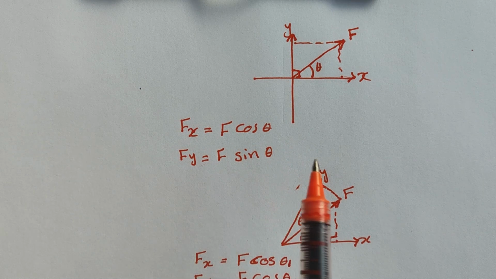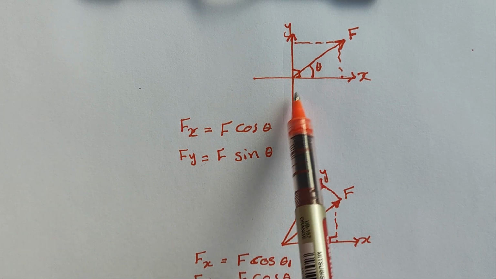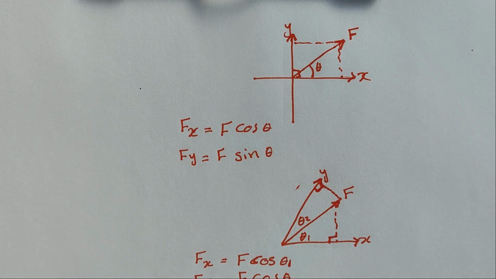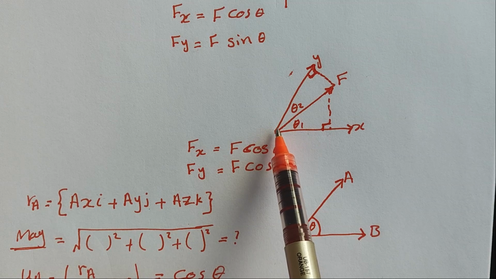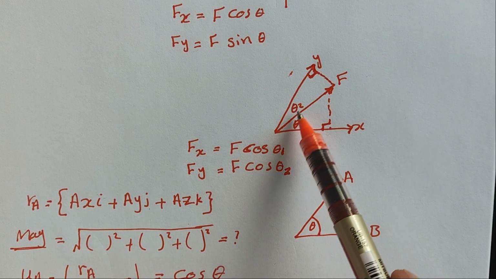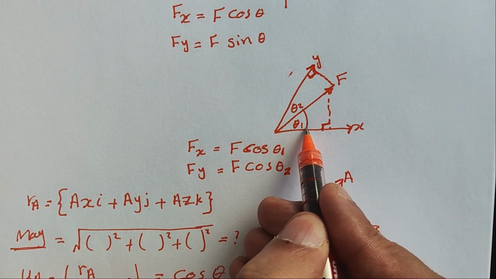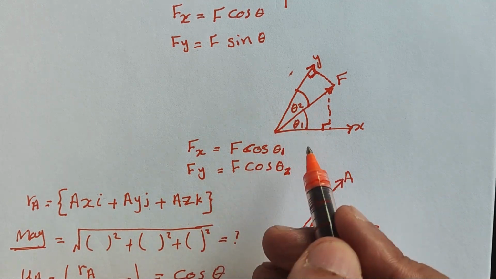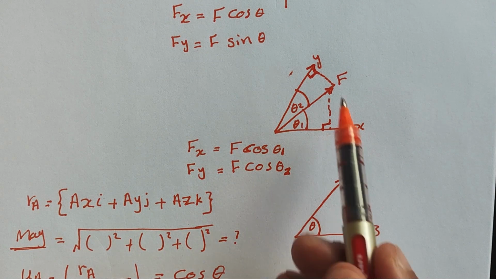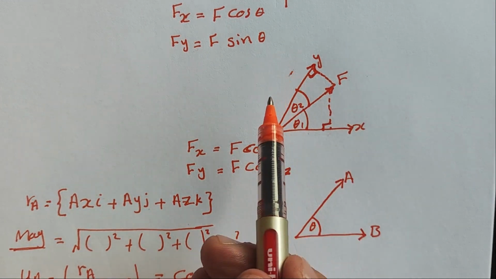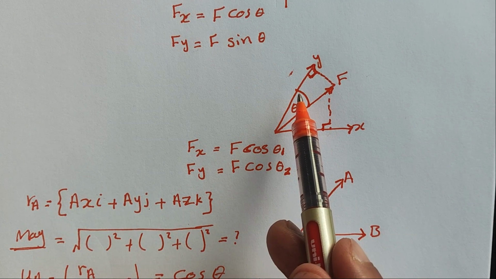The question now: what if x and y are not perpendicular to each other, not at 90 degrees from each other? Therefore, if we have x and y here, and they're not at a right angle, and the force is applied, that force will make two different angles, theta 1 and theta 2. They both are not equal. They would be equal only if they were perpendicular to each other. But in this case, they're making theta 1 and theta 2.